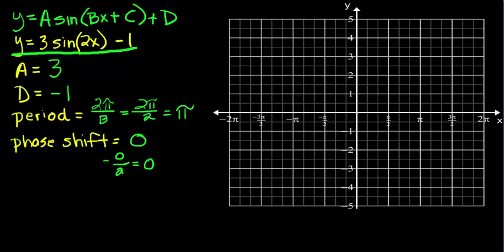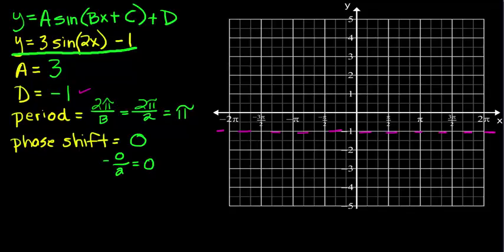Now, to start this out, a good place to start would be to put in our vertical shift. So we know that our new axis, instead of being the x-axis, is going to be down here where y equals -1. And then from there, we could either look at the amplitude or the period.